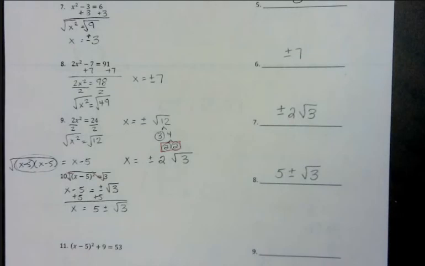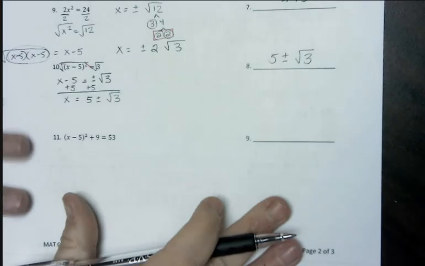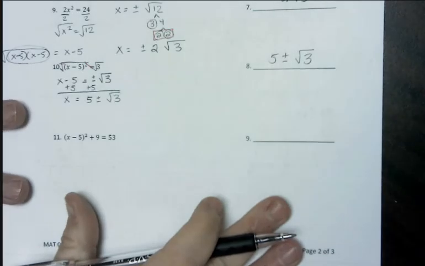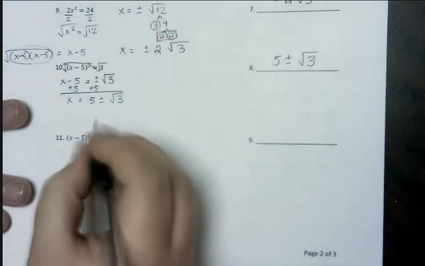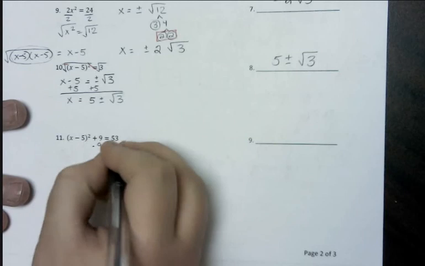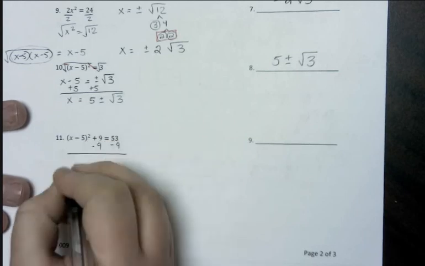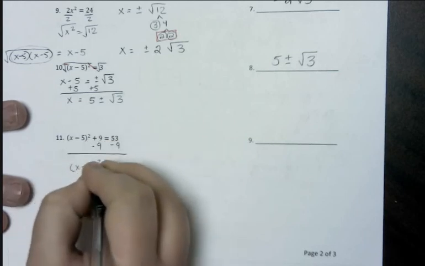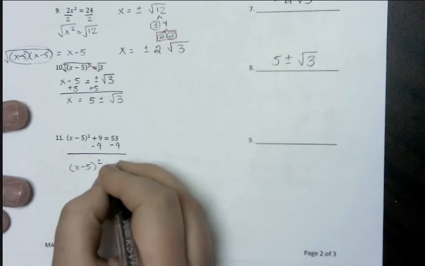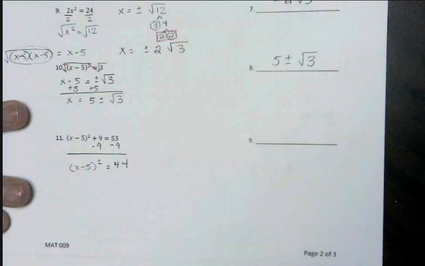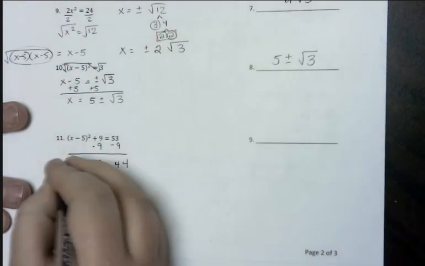So now let's look at problem number 11. So you need to get the perfect square by itself, and this 9 is in the way. So we need to subtract 9 from both sides to get this x minus 5 squared by itself. So when you subtract 9, that gives you 44. And now you can square root both sides.